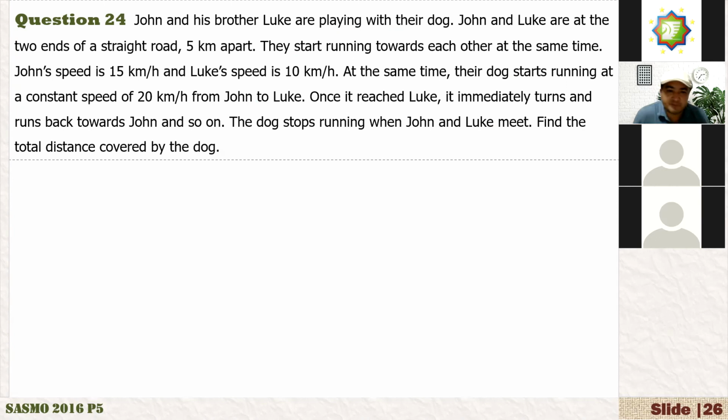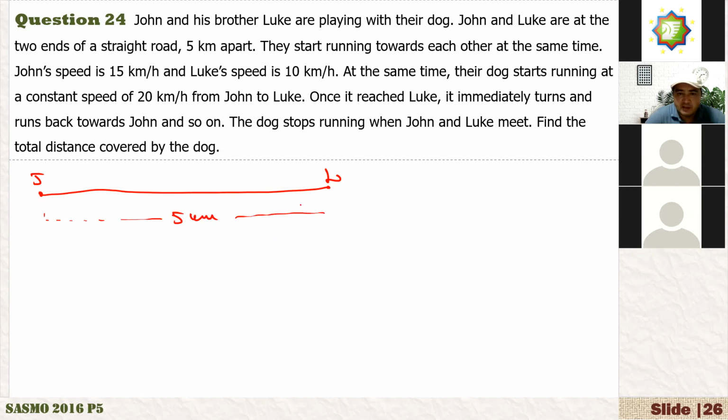That's a very interesting question. Did you understand the question? Here we are talking about John and his brother Luke, right? And they are just standing on a straight path. This one is John and this one is Luke. John and Luke are at the two ends of the straight path, which is 5 kilometers. So the distance is 5 kilometers, right? And they start running towards each other at the same time. John's speed is 15 kilometers per hour. And Luke's speed is 10 kilometers per hour, right?